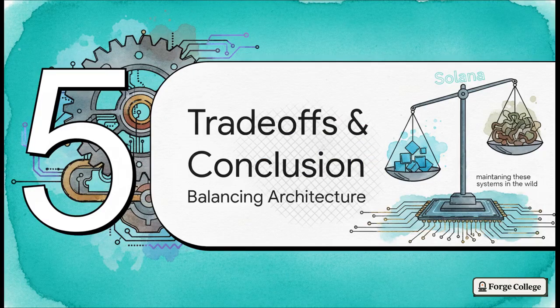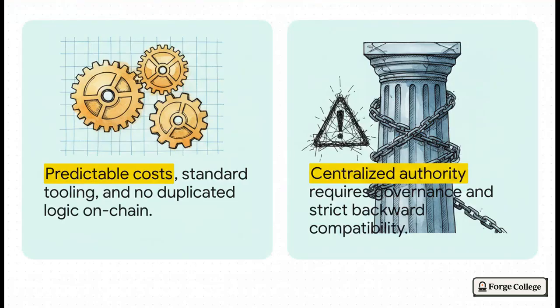Section 5. Tradeoffs and conclusion. Now, any good engineer knows there is no such thing as a perfect architecture, right? So let's look at the dichotomy of this design choice. On the left, we've got the immense benefits. This model gives you predictable costs. It means standard tooling, like block explorers and wallets like Phantom, just work straight out of the box because every single token uses the same interface. And of course, absolutely no duplicated logic bloating up the blockchain.